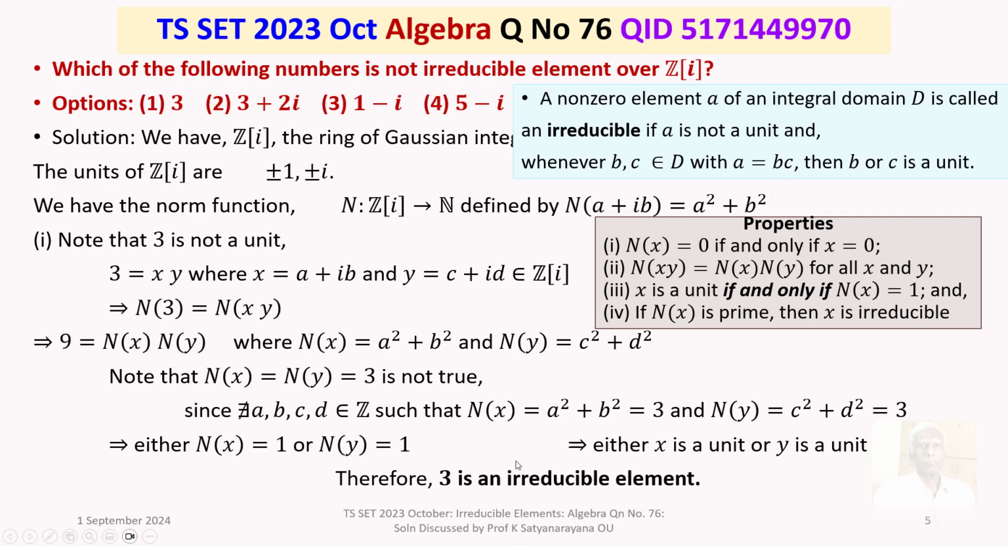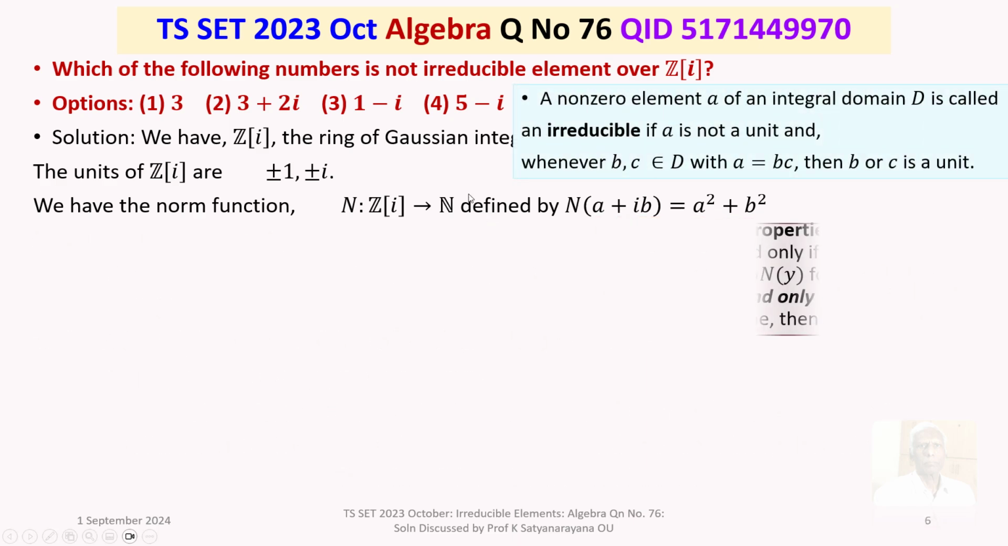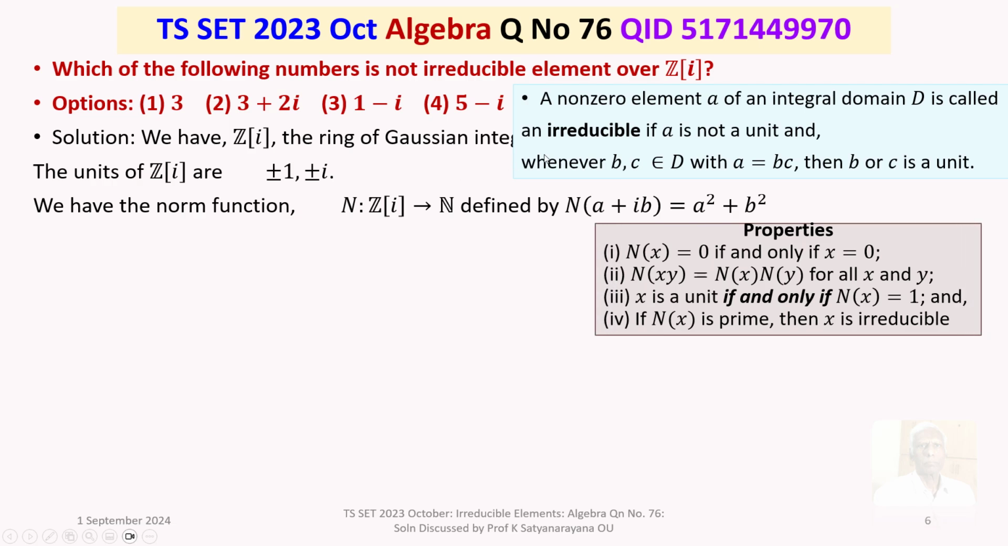So 3 is irreducible. But in the question, we have to spot out that number which is not irreducible. So that's not our answer. Now let's discuss the other options. Right. So that's the definition of irreducibility, and these are the properties of the norm.